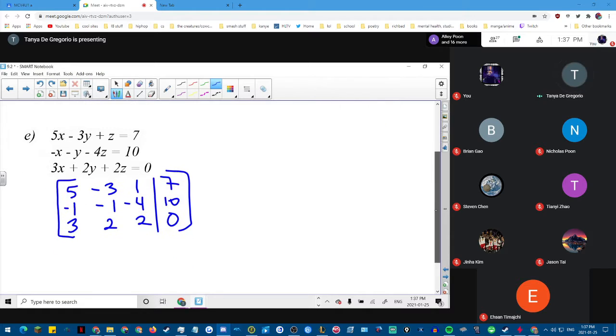All right, so how do we always start? Well, we start by making that first column, first row there. We want that to be 0. So I want to make that 5 a 0. So there's so many different things I can do. Try to choose for me the easiest, or what you think might be the easiest. What do you guys think?